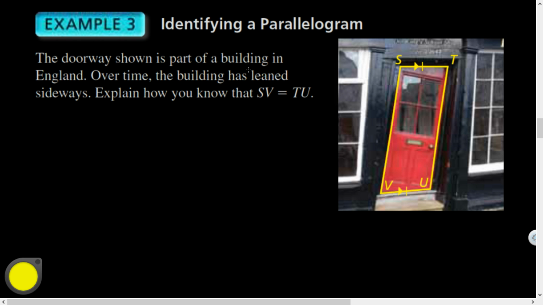All right. The doorway shown is part of a building in England. We're assuming that's true. That was given information. Over time, the building has leaned sideways. And so I'm assuming they had to construct new doors, or they've had to chop off the top and bottom of the door to maintain opening and closing ability. All right. Explain how you know that SV is equal to TU.